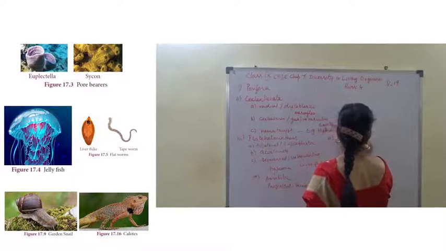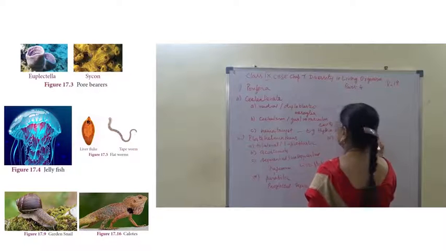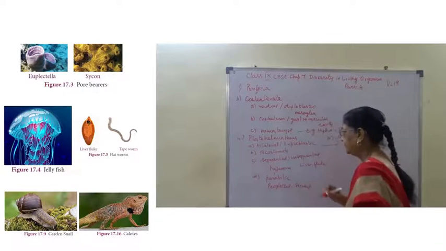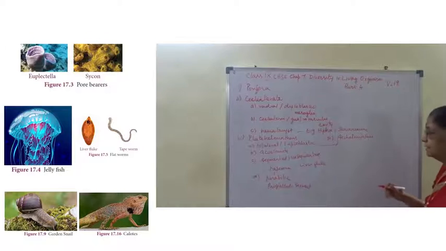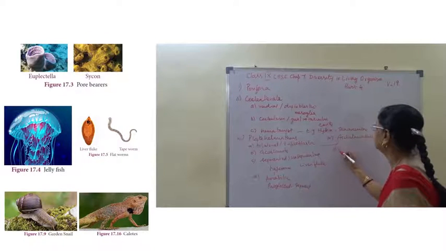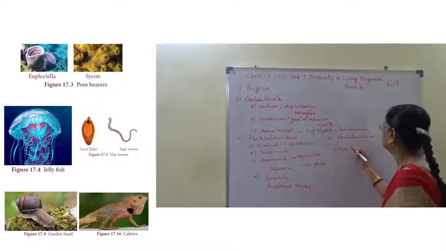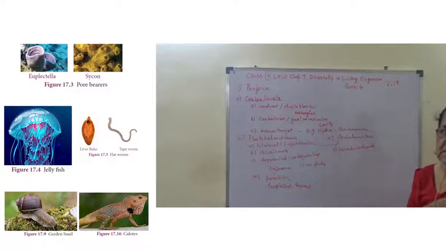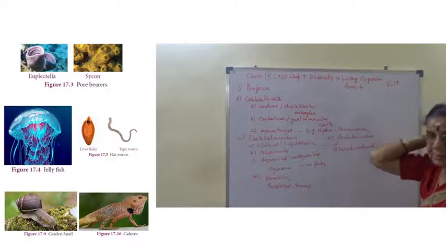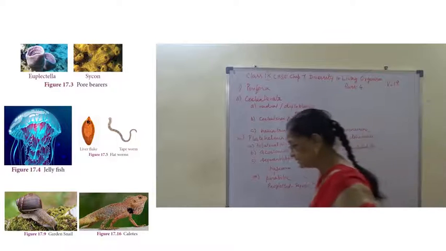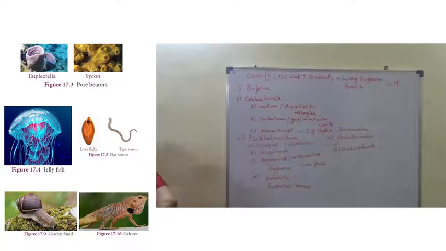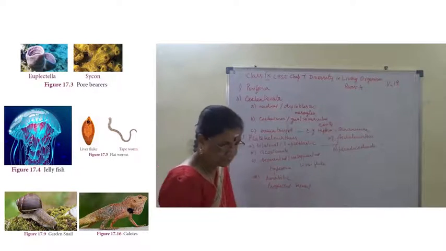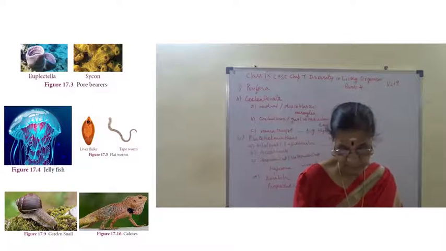Phylum Aschelminthes is again bilateral, triploblastic, and pseudocoelomate, with absence of a true coelom. Actually, a coelom is there, but the cells are not true in nature. They are a false cavity filled with mesenchymal cells, false tissue, mesenchymal cells. Okay.